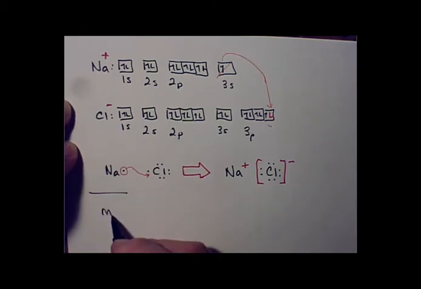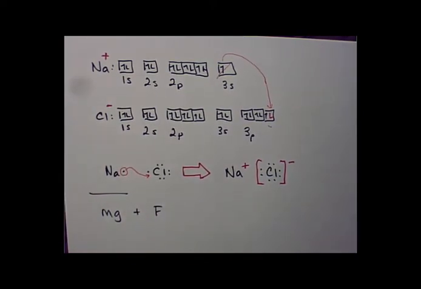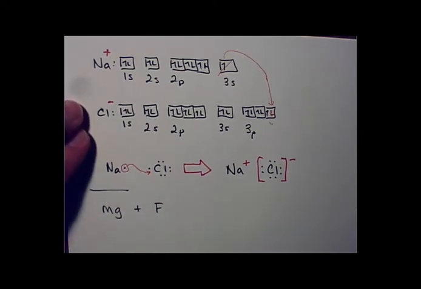How about magnesium and fluorine? I'm going to let you put together magnesium and fluorine, and in doing so, figure out how many magnesiums and or fluorines you actually need to make it work out. So you're going to do the orbital notation? Well, yeah, I want you to do the orbital notation and the electron dot formula, and do it in pencil in case you have to erase, and then see how you come out.